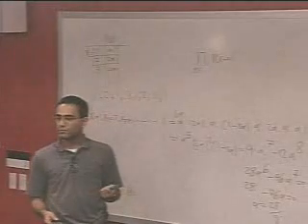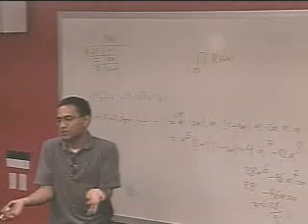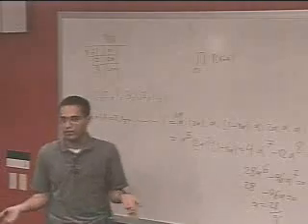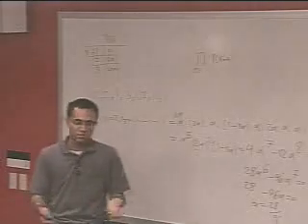Yes? For that case, would you have to take partial derivatives? You have to take partial derivatives because there are two variables, mu and sigma. So you take two partial derivatives, set them equal to 0, solve them at the same time.